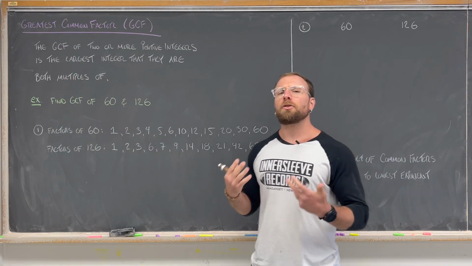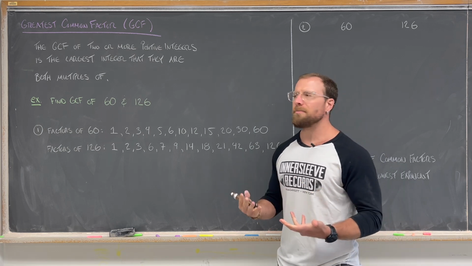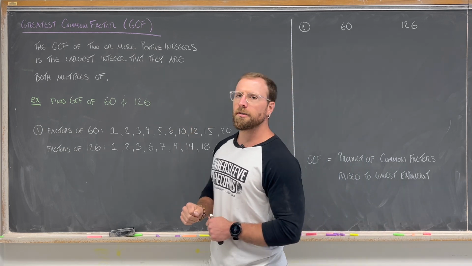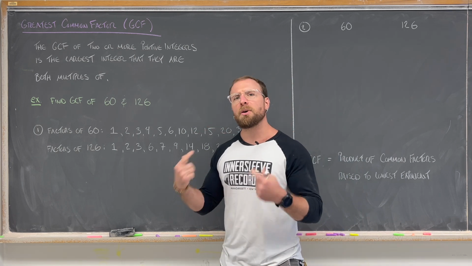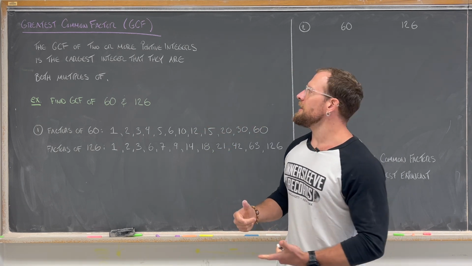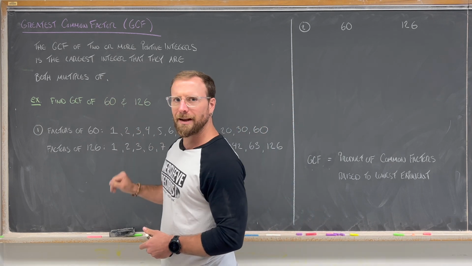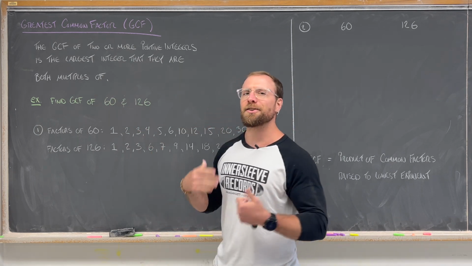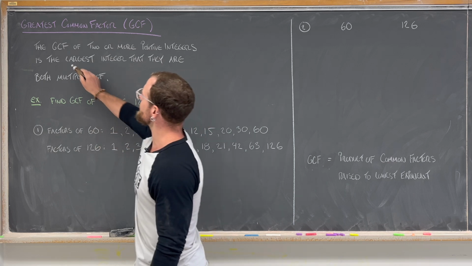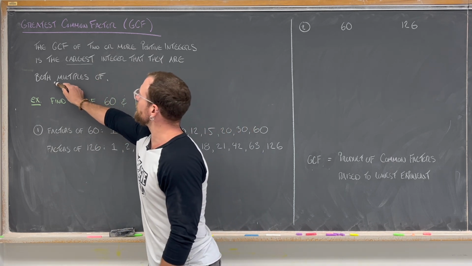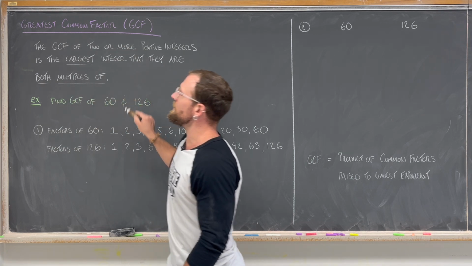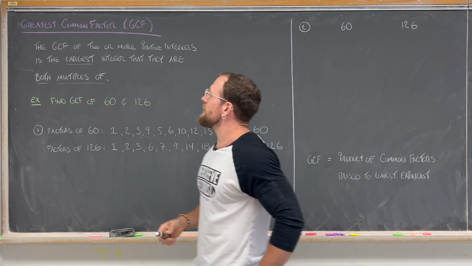All right, so let's talk about greatest common factor and what we mean by that. The greatest common factor of two or more positive integers is the largest integer that they are both multiples of. It is the largest or greatest integer that they are both multiples of. Those are common factors, okay?